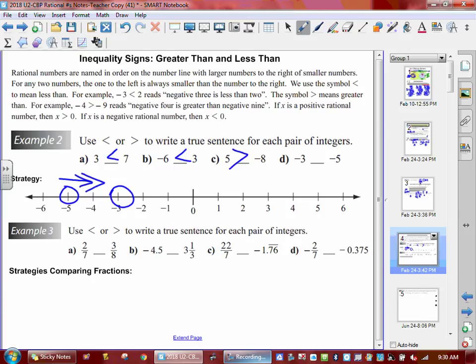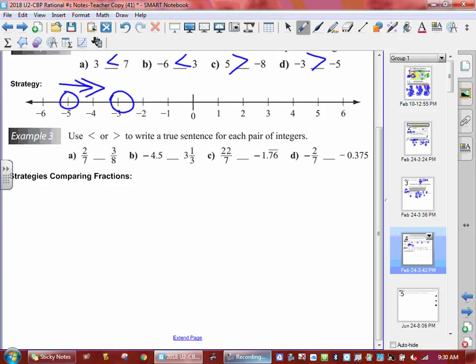That might help. Okay, so let's take a look at the next few. So, 2 over 7 and 3 over 8. Oh my goodness. They're not integers anymore. Uh-oh. Now they're fractions and decimals. So now what do you do? You put them into decimals. Good. So 2 over 7. How big of a decimal do we have? 2 over 7.